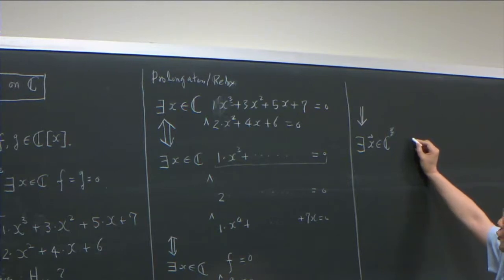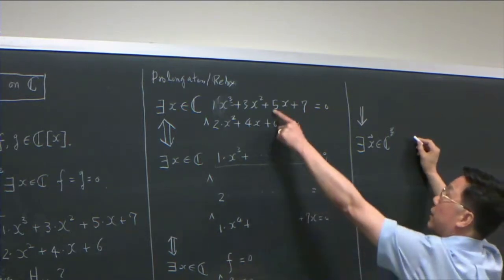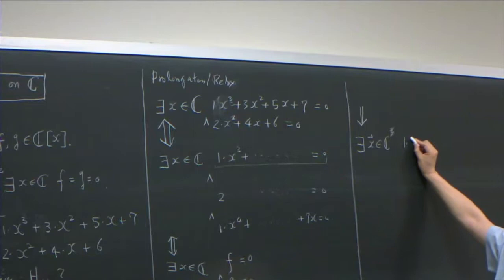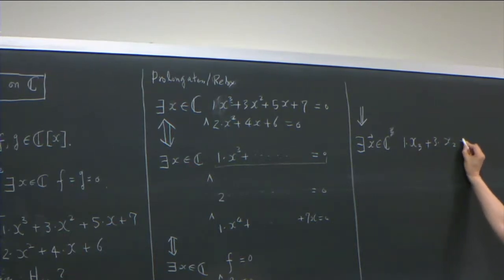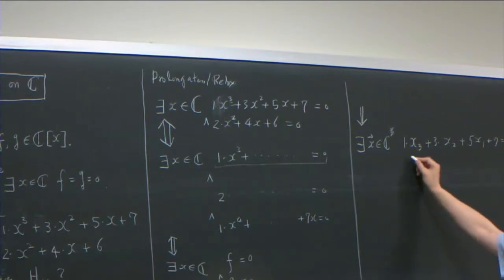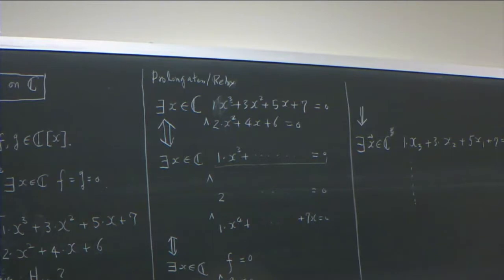And now treat this f equals 0. Now f is 0 is that guy, right? But treat this f equals 0. 1 times x cubed as just a new variable, let's say x sub 3, and 3 times x2 and so on, 5x1 plus 7 equals 0. Okay? And do the same thing from that here.